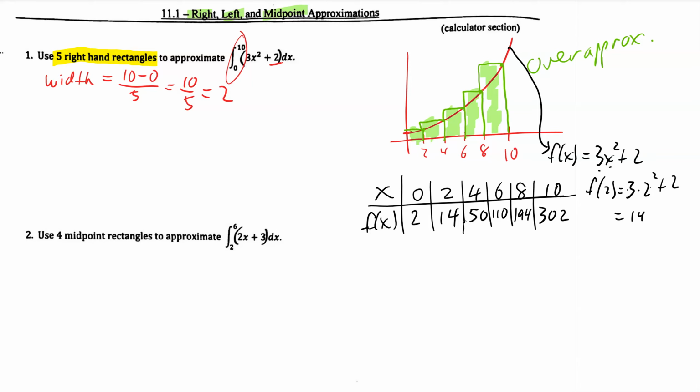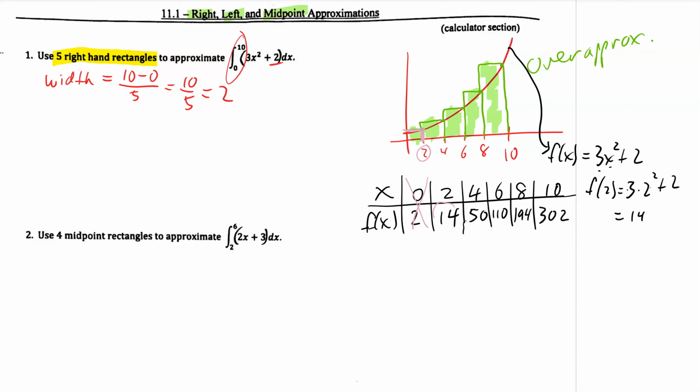10 squared is 100 times 3. That's 300 plus 2. So the idea here is we just found the height of each of these rectangles. Now, we've got to be careful. This first rectangle, in fact, let me get some different colors here. How about some pink? This first rectangle here, the height comes from using an x value of 2, not a 0.